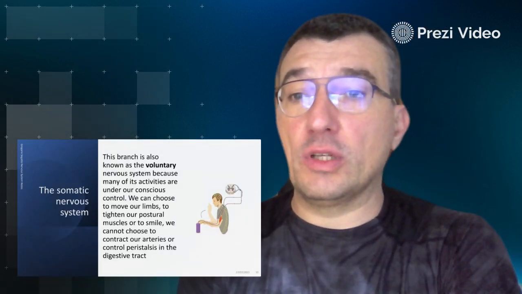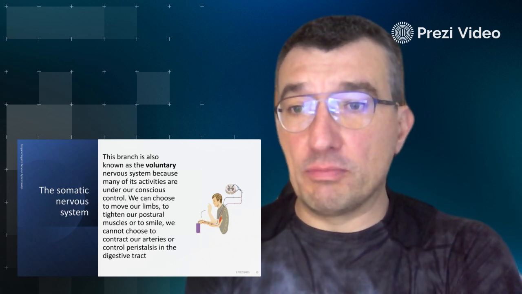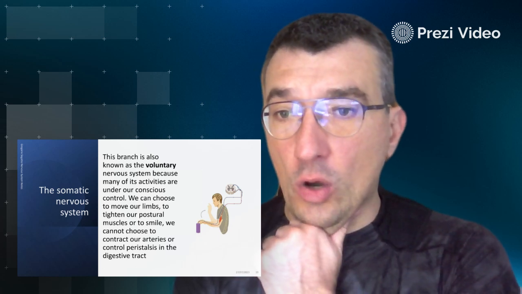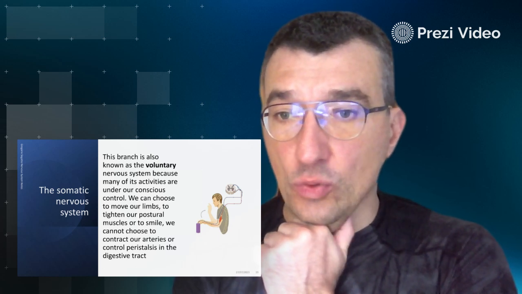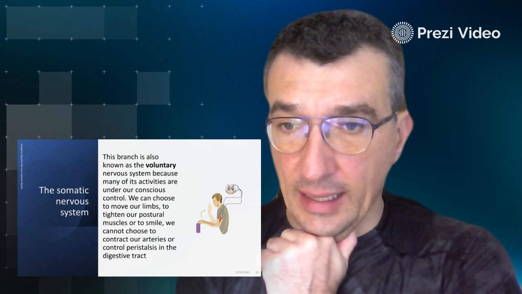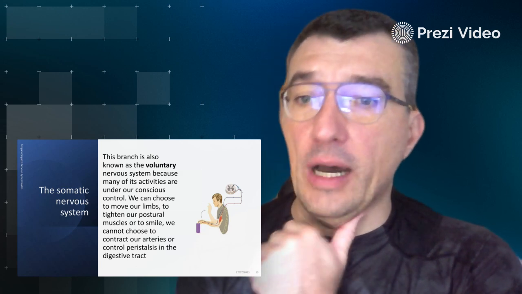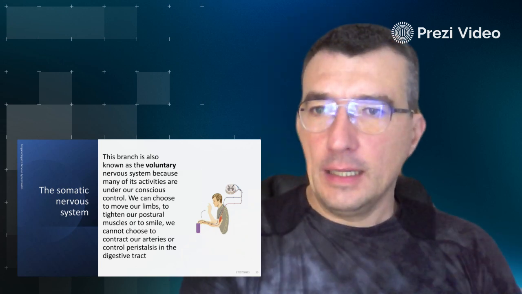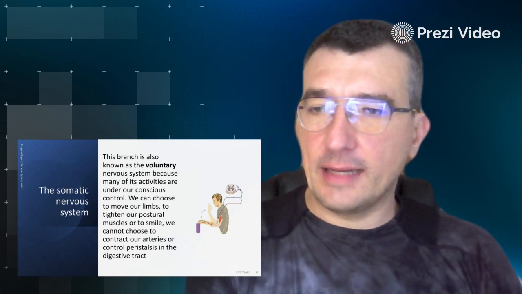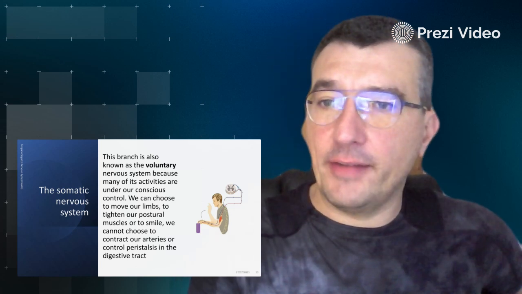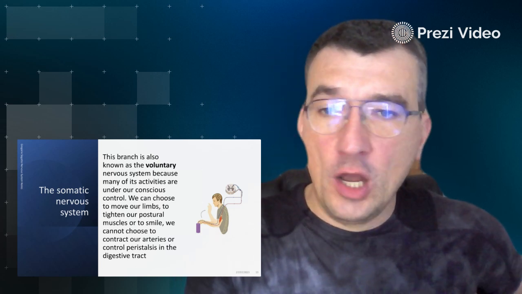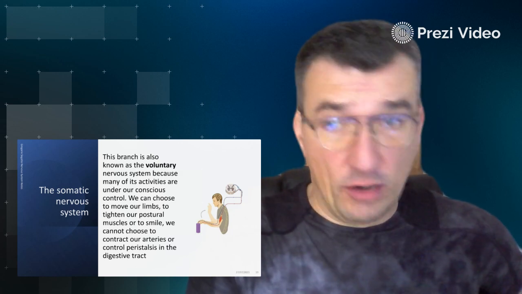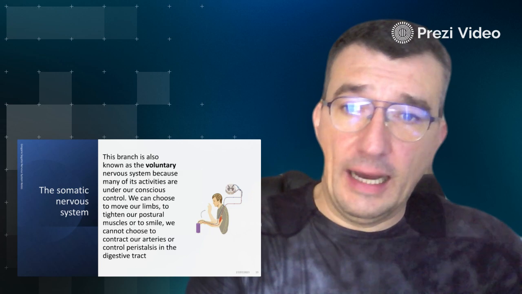This branch is also called the voluntary nervous system because many of its activities are under our conscious control. We can choose to move our limbs, to tighten our postural muscles, or to smile. We cannot choose to contract our arteries or control peristalsis in the digestive tract.